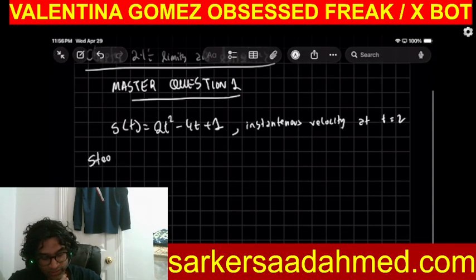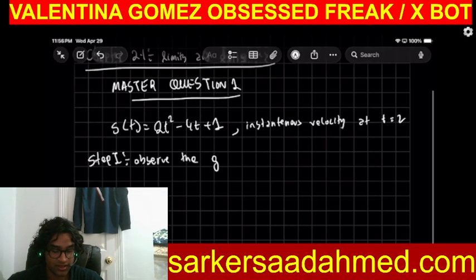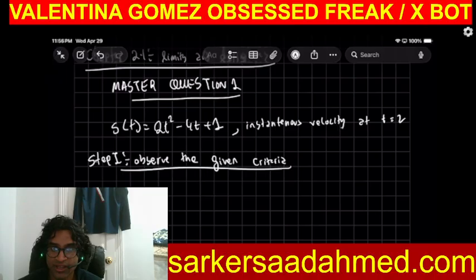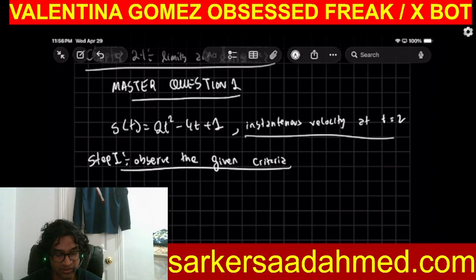Step 1, observe the given criteria. What exactly are we trying to find? We see that the equation is given, 2t square minus 4t plus 1, and then the instantaneous velocity at t equals 2. So we need to find the instantaneous velocity at t equals 2. Because this is limits and derivatives, we want to find the velocity at one point.